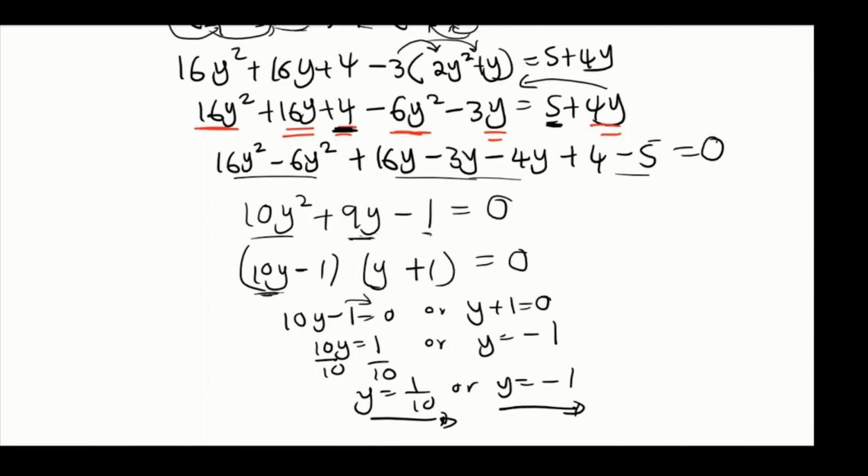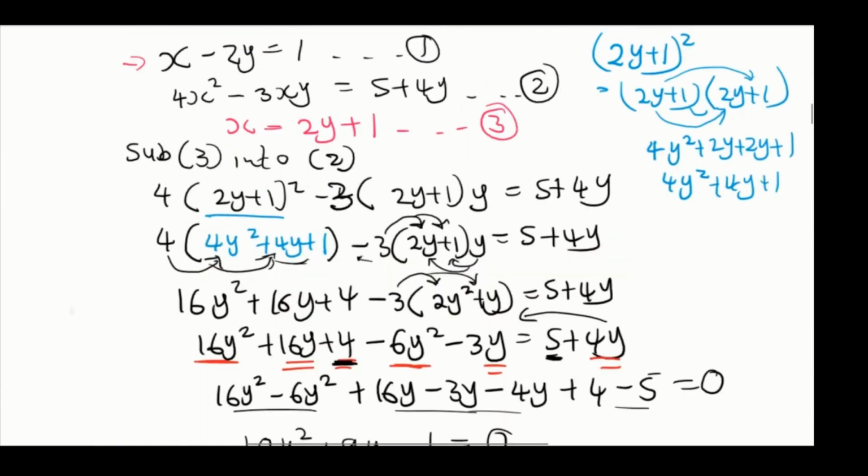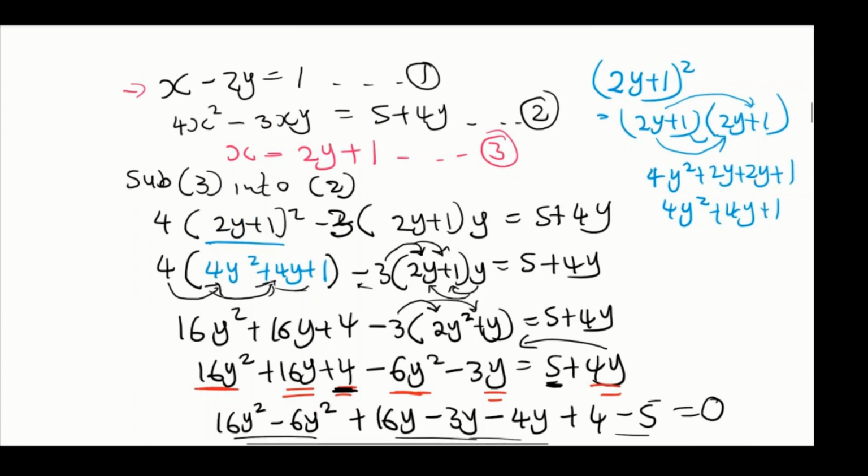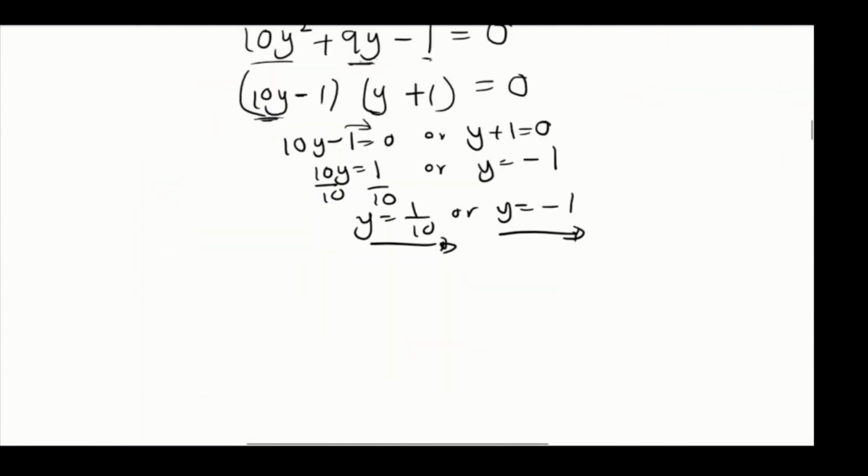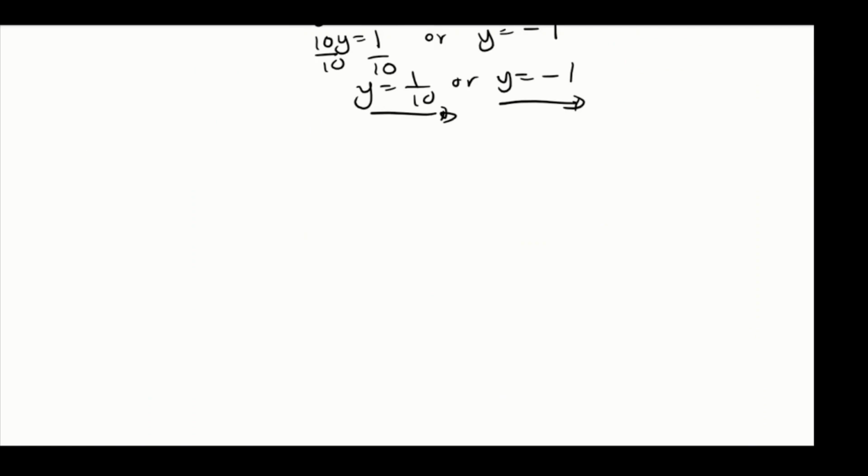Now we need to identify the solutions of x. So we go back to our equation and try to remember what our equation 3 was. It was x equals 2y plus 1. So you're going to write the equation here: x equals 2y plus 1, or x equals 2y plus 1.